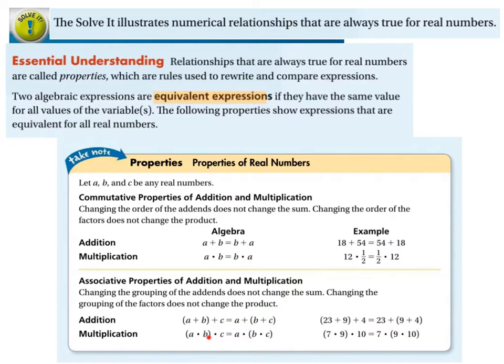And it works for multiplication. You can multiply these two first, then take the product times this C, or you can multiply these two first and then multiply the product times A. For example, 7 times 9, 63, and then 63 times 10, 630. Or you could say 9 times 10 first is 90 times 7, again, 630. Okay? Associative. You're associating these two together in order to do them first. You're associating these two together to do them first. So commutative, commuters move back and forth. Associative, you associate or group things together to be done first.